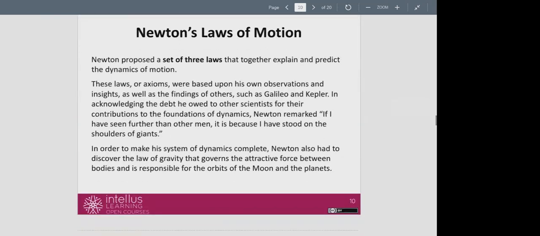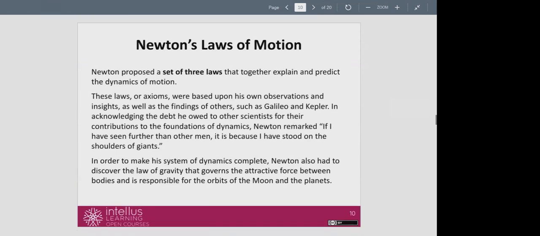All right, so now let's take a look at Newton's laws of motion. So Newton has 3 laws that explain and predict the dynamics of motion. In other words, 3 laws that help us to explain how forces interact with objects to affect their motion.